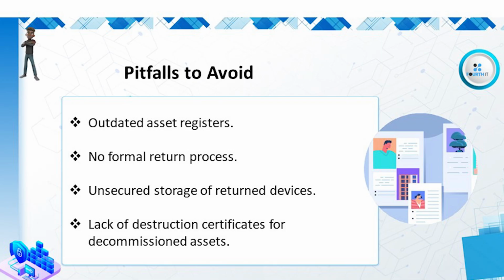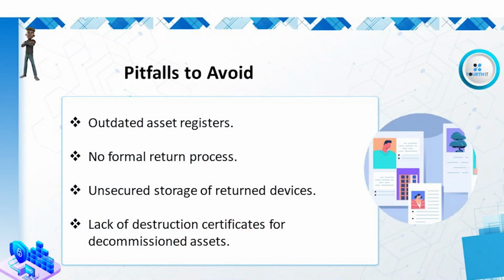Secondly, you need to make sure that there is a clear process for returning assets. If asset return isn't part of your exit procedures, you have gaps, and you need to make sure that things don't slip through those cracks. Then the last one is the failure to securely store or destroy returned assets. Devices left in unsecure locations still pose a threat, so if they are returned, you need to make sure that all those things are taken care of. And I hope this gives you a better understanding of asset management.